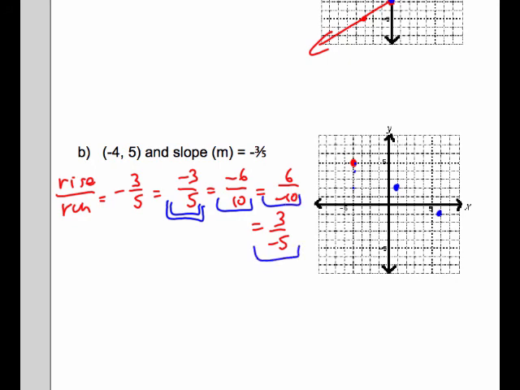So if I do any of these combinations from my starting point or from any of the points that I find one from the other, they're all going to line up, because a line has a constant rate of change. And so my slope is -3/5, which means the line falls, and my line looks like so. Any 2 points on the line will have a slope of -3/5.